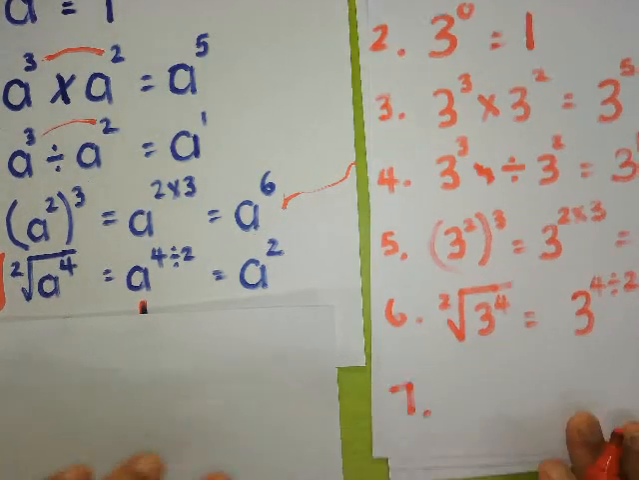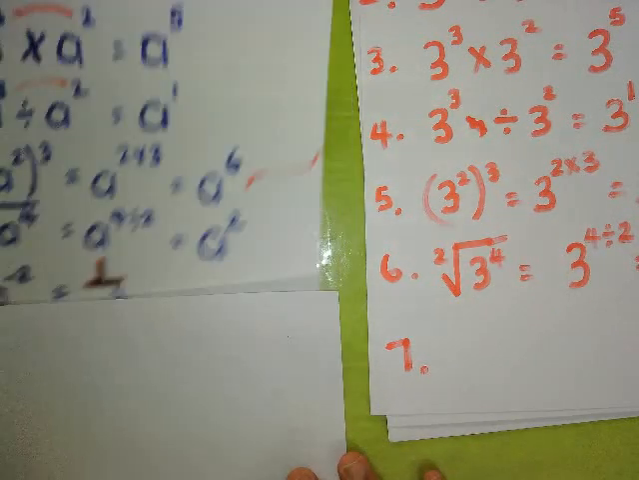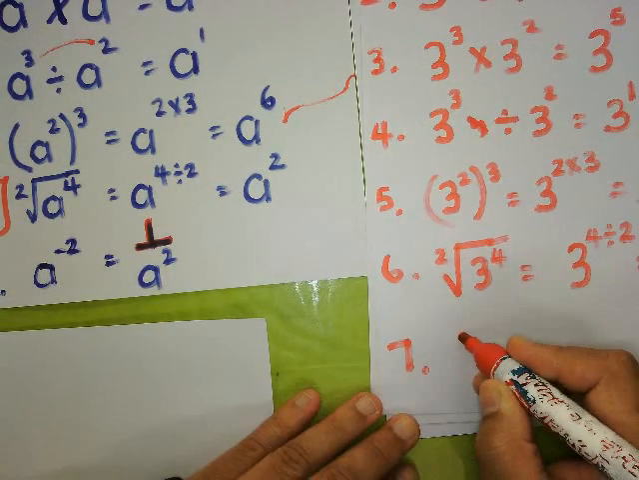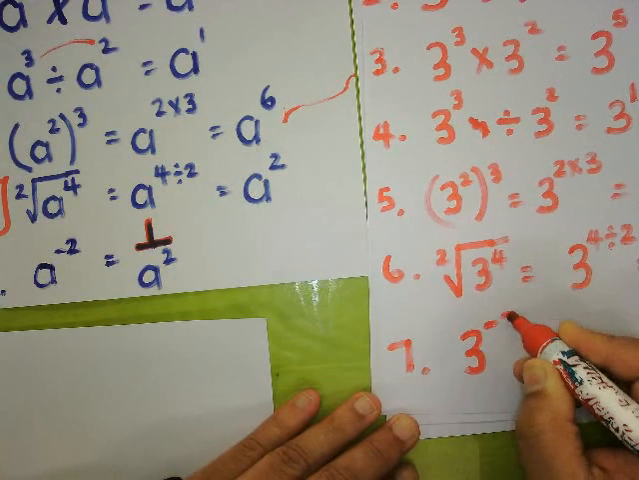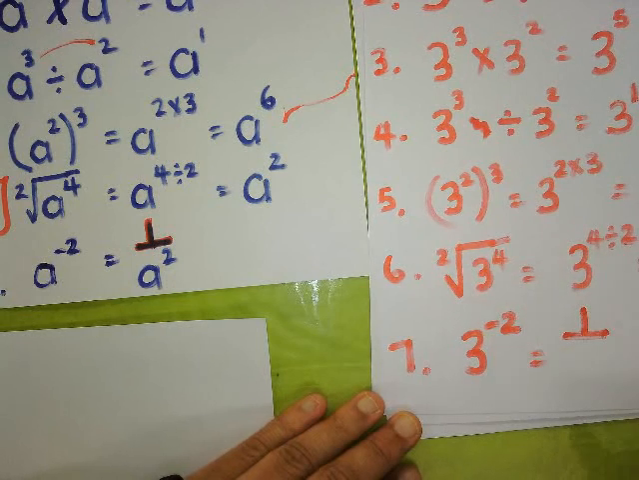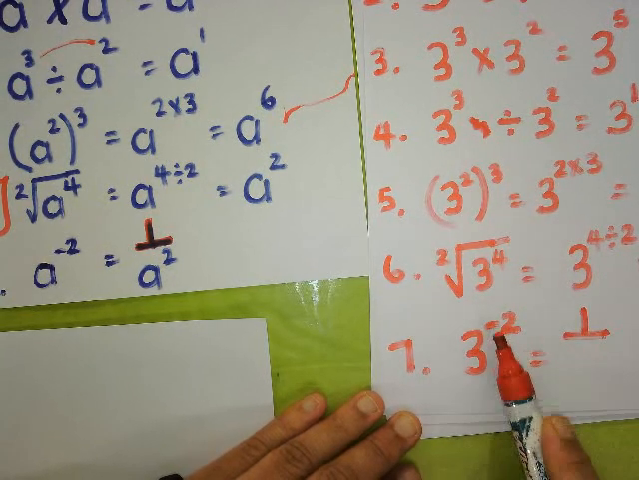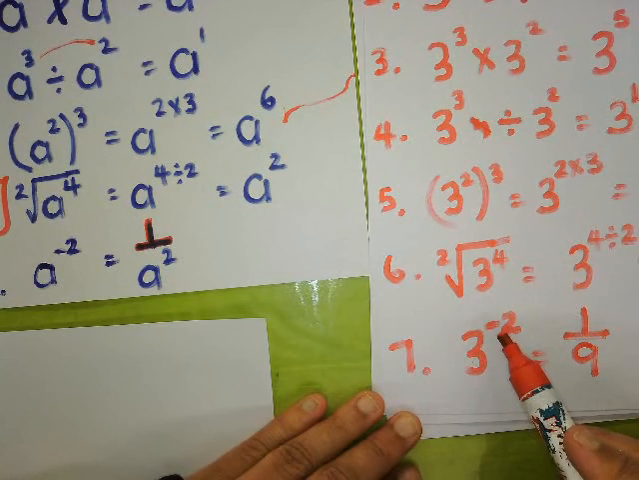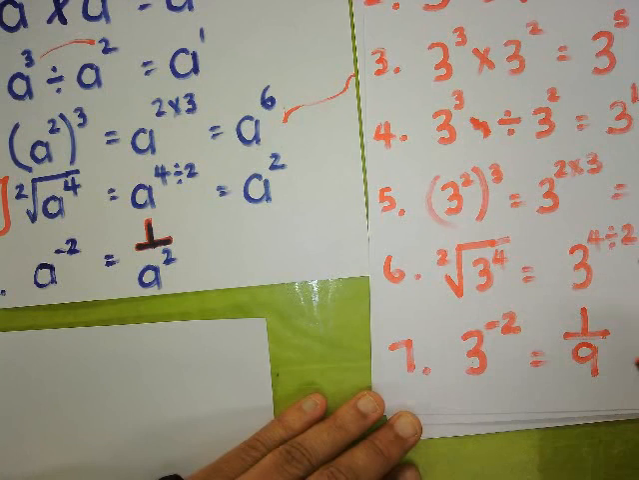Rule number 7. This one is interesting. If it's 3 to the negative power of 2, then I must know it's going to be a fraction. My numerator is always going to be 1. And what is my denominator? I ignore the negative sign. 3 to the power 2 is 9. So my answer is going to be 1/9. Remember, 3 to the power 2 is 9, a whole number. But 3 to the negative 2 is equal to 1/9. It becomes a fraction.